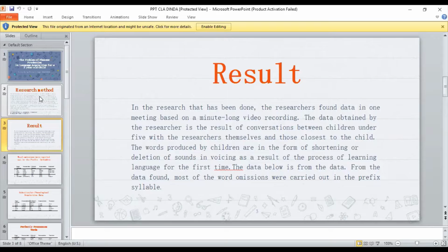For the first time, the data below is from the phone. Most of the first emissions were carried out in the prefix syllable. So in my analysis, both of the children are the same age but have different growth. They say the same word, but the word is not quite right. But they try to pronounce the correct word. This all happened because of their effort to say the right word. Therefore, Myra keeps repeating one wrong word until it becomes the right word, while Haikal did not want to keep repeating the word because he felt lazy.